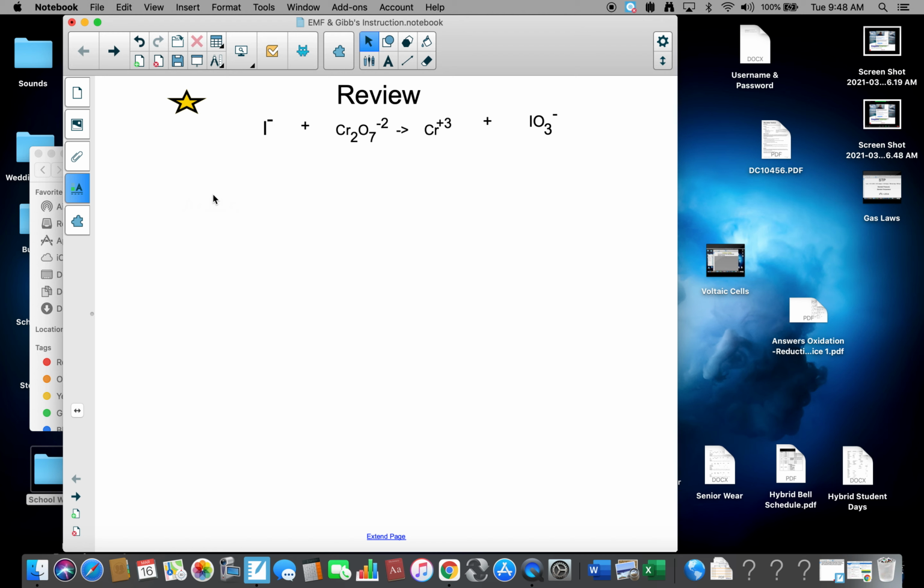Again, exciting, fascinating world of chemistry. We're looking at EMF and Gibbs free energy. We're going to start by reviewing half reactions. So here's an example of a half reaction. Please do that on your own. We'll go over it in class.